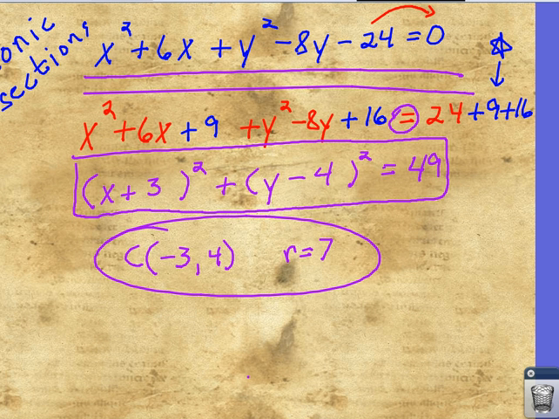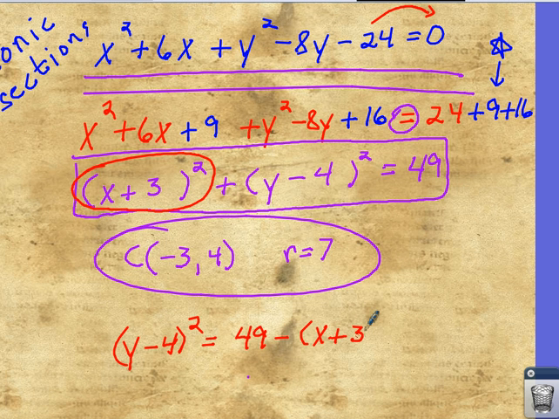You don't have to write this down if you don't need it. I'm going to take this whole term. Guys, we have 3 terms here. The one that I circled is a term, and then 49 is a term. I'm moving that whole term over here. You now have y minus 4 squared equals 49 minus that whole term. You see where I'm going with this?